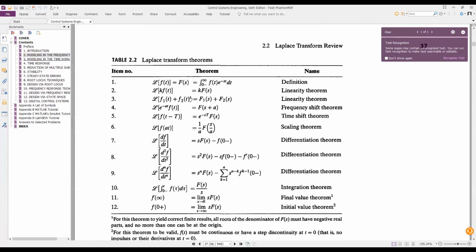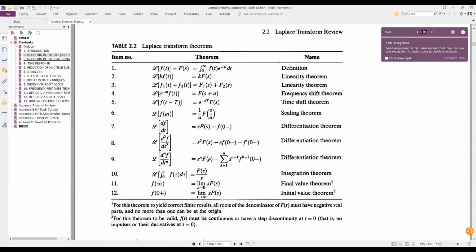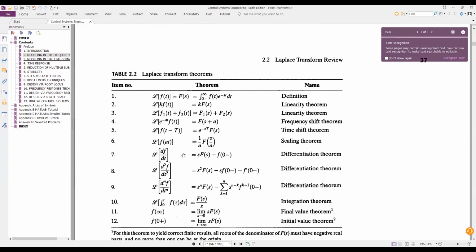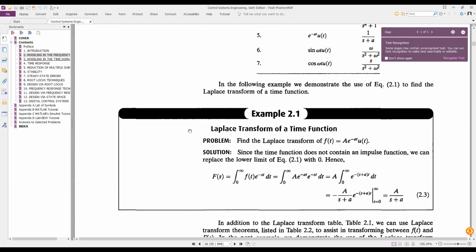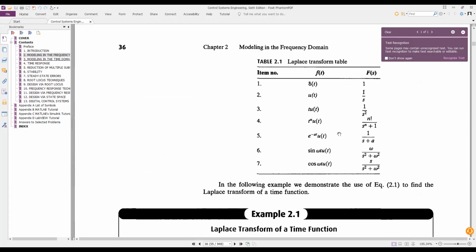That is another Laplace transform table. We are in chapter 2, actually. F of t, this is the definition, this is the linearity theorem, frequency shift theorem. Some theorems are there. That is the time shift theorem, and that is a scaling theorem. And you have to remember this table actually.